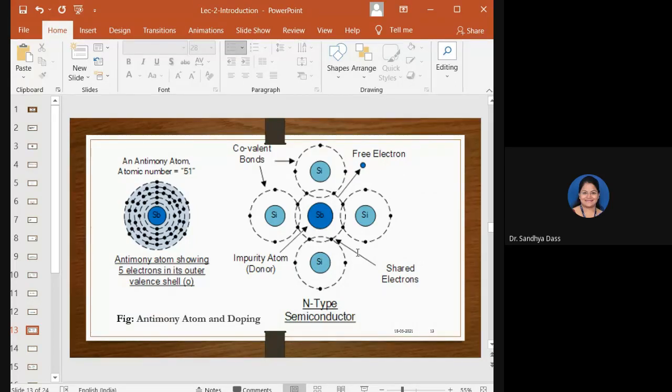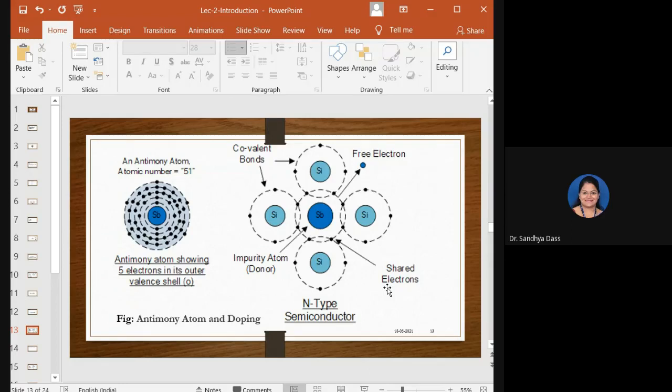So this allows 4 out of 5 orbital electrons to bond with the neighboring silicon atom, leaving 1 electron free or able to become mobile when an electrical voltage is applied, right? So this free electron will be free to move. As each impurity atom donates 1 electron, pentavalent atoms are generally known as donors, okay? So antimony as well as phosphorus are frequently used as a pentavalent additive to silicon.